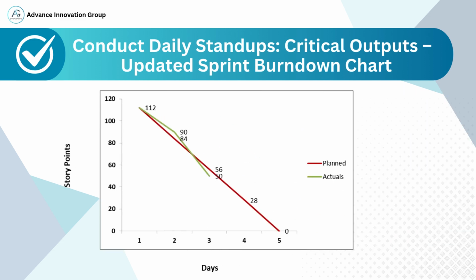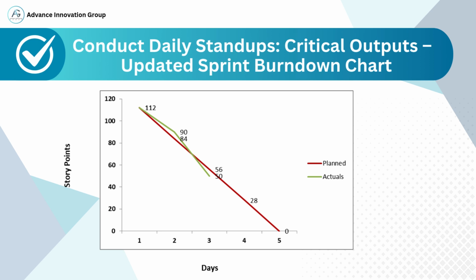This slide presents a sprint burn-down chart, which is an essential output of conducting daily stand-ups in an Agile or Scrum environment. On the x-axis, we have the sprint days, numbered from 1 to 5. On the y-axis, we see the story points, which represent the total effort or work remaining in the sprint. The red line shows the planned progress, starting at 112 story points on day 1, and steadily decreasing towards 0 by day 5.